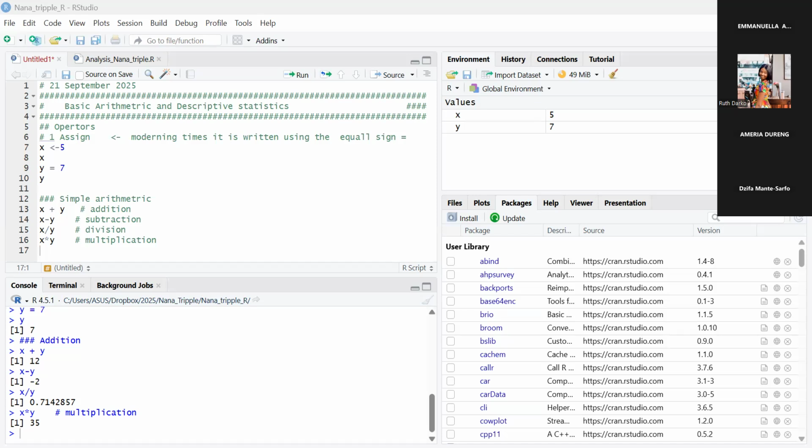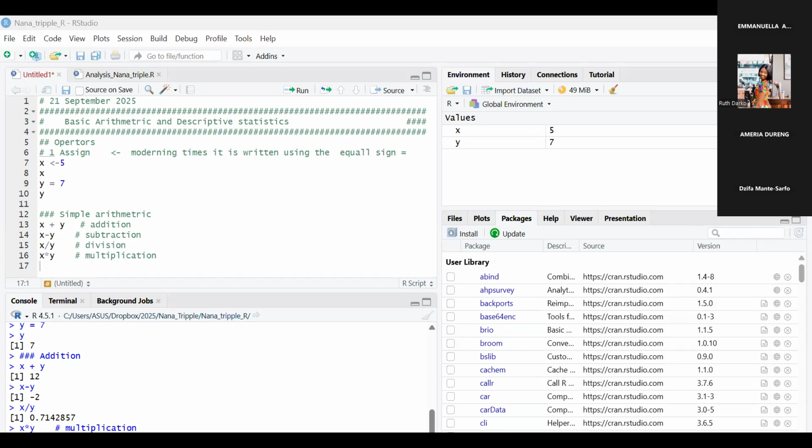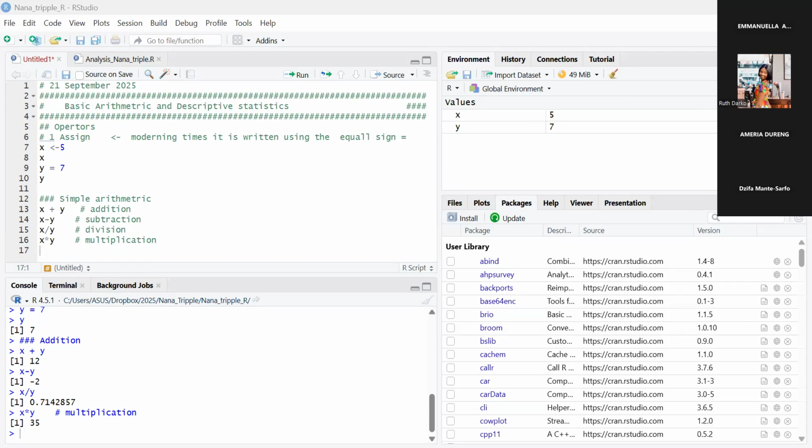What else did we do from the lecture note? I'd like to go back to the lecture note I gave you. We did all that: addition, subtraction, and modulus. I showed you how to get the exponent. You say X, the caret, exponent Y. So look at this. This is X raised to the power Y, right?